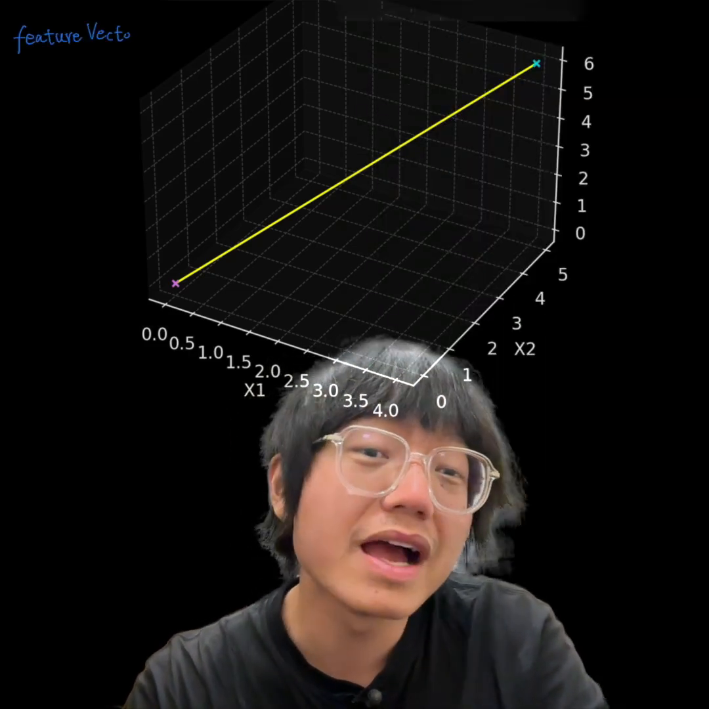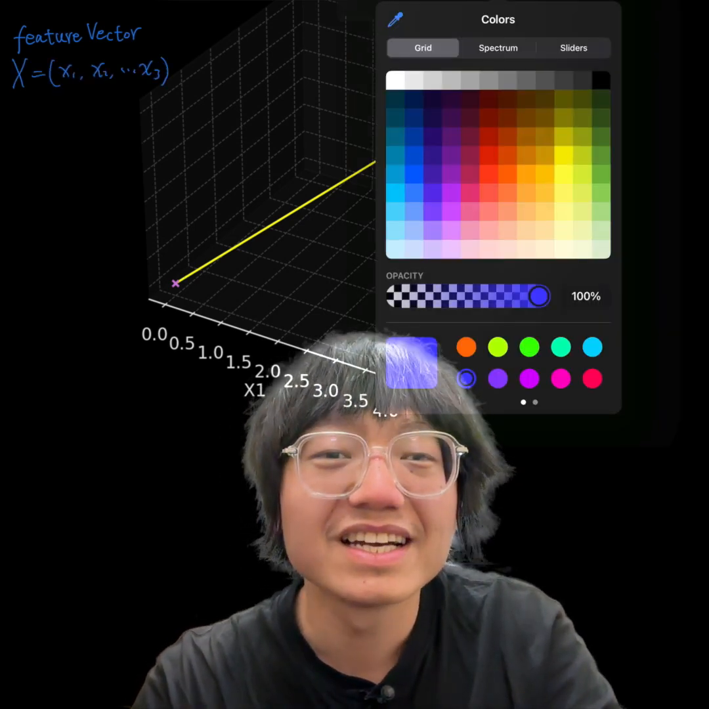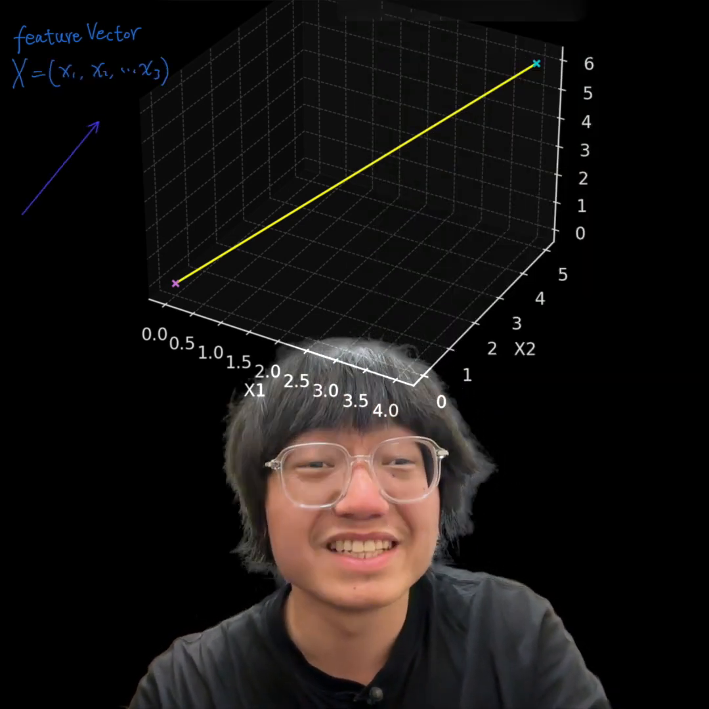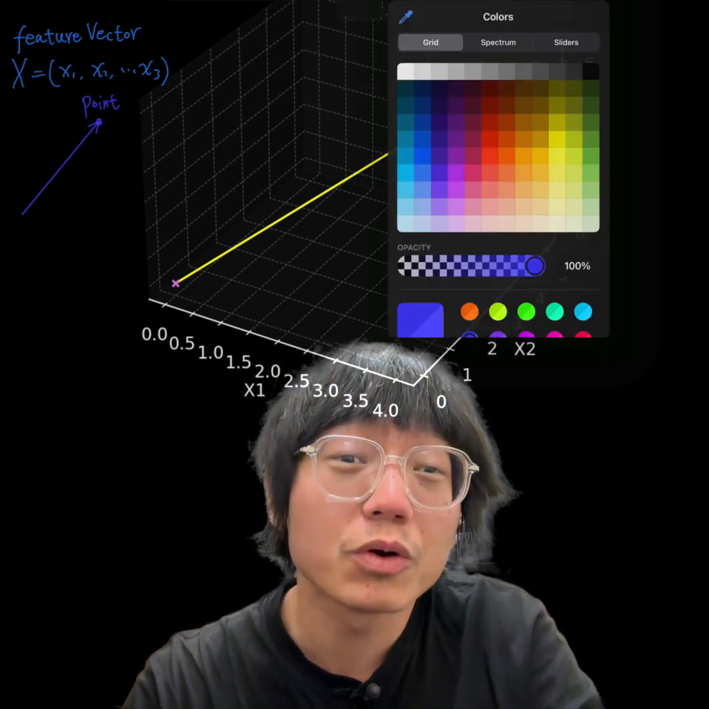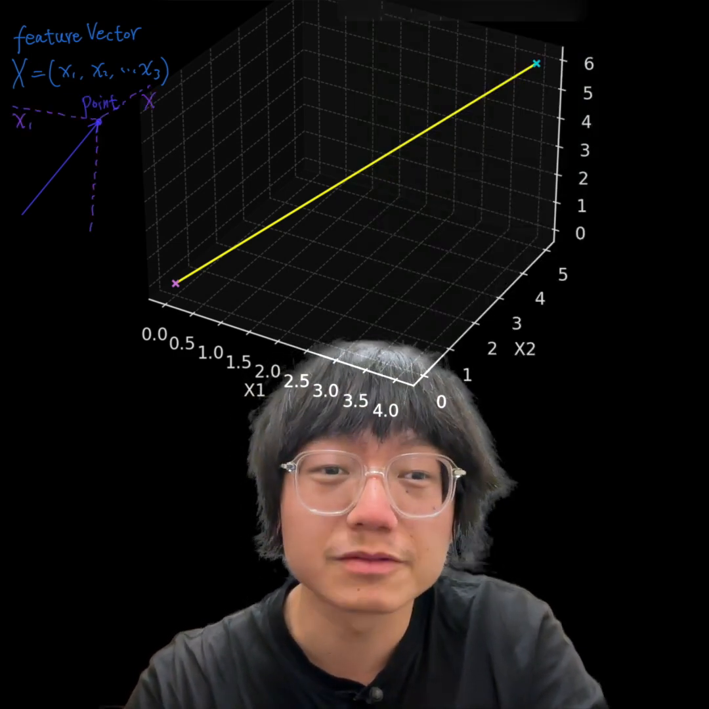Let's try to illustrate the concept of a feature vector. X is x1, x2, ellipses until xd. So we can visualize it as a point in a d-dimensional space, where each coordinate of this point corresponds to one of the components of the vector.